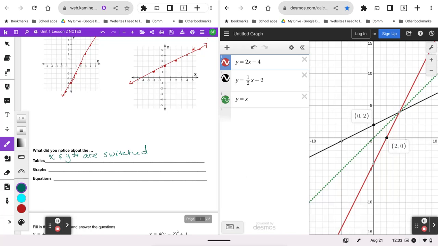So the graphs are a reflection over the line y equals x. And the equations are just inverses. So what we do is switch the x and y, and solve.